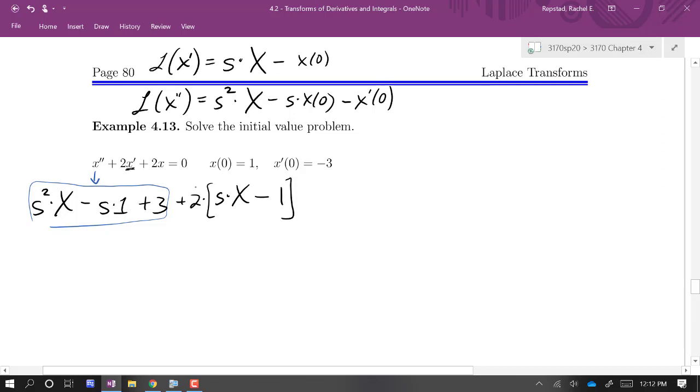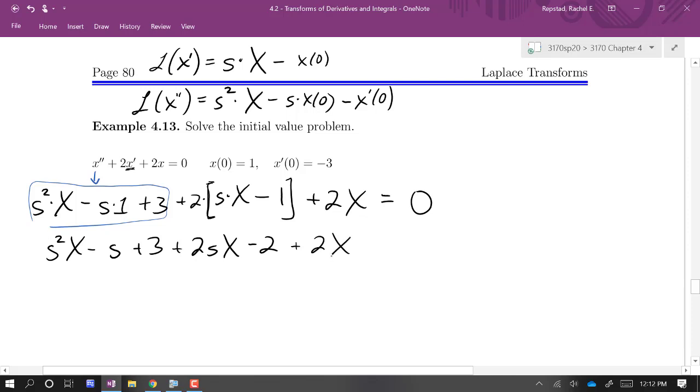Notice that I'm multiplying the whole thing by 2, right? I'm using brackets, or you could use parentheses, but I'm going to have to distribute that 2. And then 2x, well, that transform is just 2 times big X. And on the other side, we have 0. The Laplace transform of 0 is 0. Okay, so next I'm going to just clean this up a bit and distribute that 2. So we have s squared X minus s plus 3 plus 2sX minus 2 plus 2X equals 0.